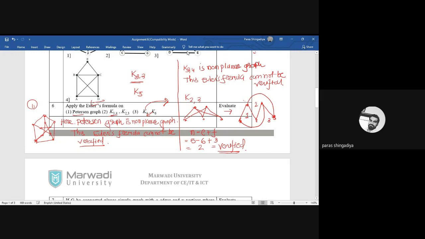Okay, so complete question number 6 and do it also for K4 and K6. And reply in the chat box when you have finished. Okay, then we'll start 7 and 8.